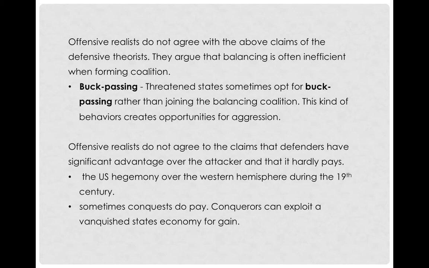Offensive realists find issue with the above claim of defensive realists that the defender has significant advantage over the attacker. To this, they took the example of the US hegemony over the Western Hemisphere during the 19th century. Also, they find issue with the defensive realist claims that conquest hardly pays, and to this point, they pointed out that sometimes conquests do pay. Conquerors can exploit a vanquished state's economy for gain.